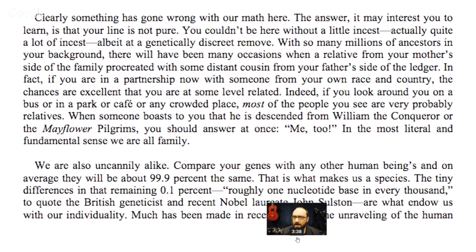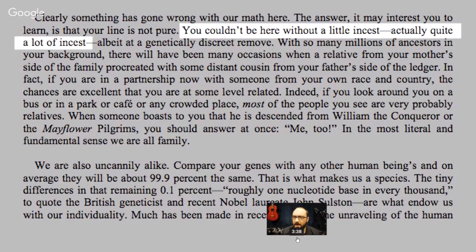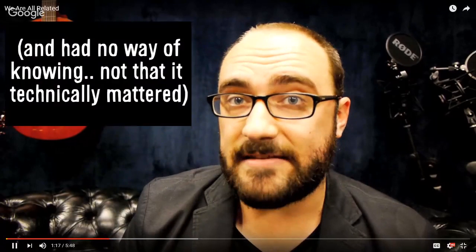So what does that mean? Well, I think Bill Bryson put it best when he said, you couldn't be here without a little incest. Actually, quite a lot of incest. Nothing ridiculous, mind you, but if you go far enough back in your family tree, you're going to find that quite frequently, people who were distantly related had kids. In fact, if you are currently dating or married to somebody who is from your own country and is of your own ethnicity, there's a 1 in 5 chance that the 2 of you share a common family member fewer than 10 generations ago.